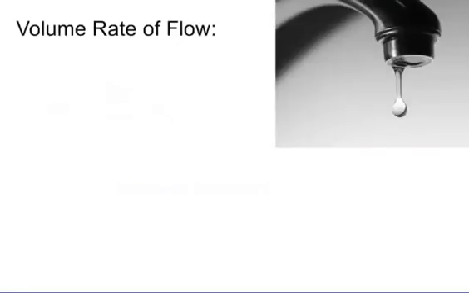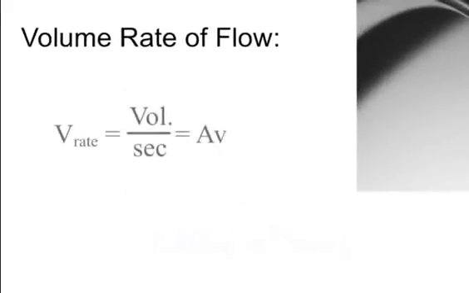You see that word volume? It means volume. You see that word rate. What does rate always mean? It's per second, right? The volume rate of flow. And so the equation for the volume rate of flow is the amount of volume per second, the amount of volume divided by the time in seconds. Or we can say it's area times velocity. Area times velocity. And why is it area times velocity? Because area times meters per second gives you volume divided by seconds.